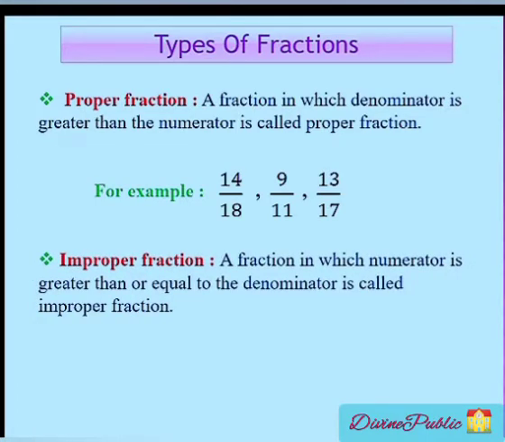Improper fraction. A fraction in which the numerator is greater than or equal to the denominator is called an improper fraction. For example, 6 by 6, 9 by 5, 23 by 17. These are the examples of improper fractions.